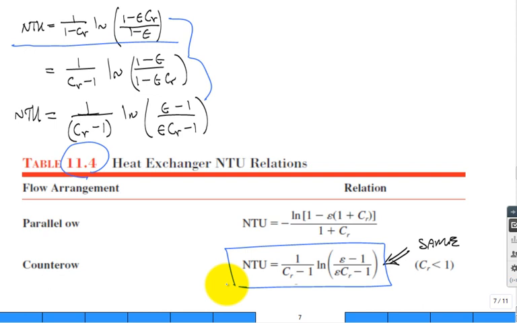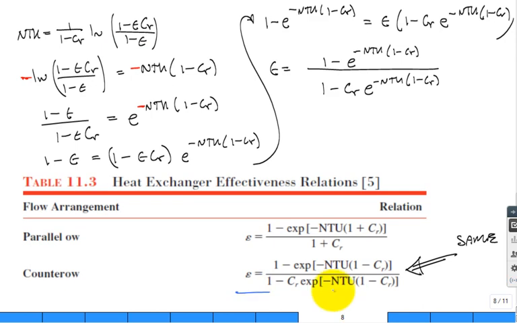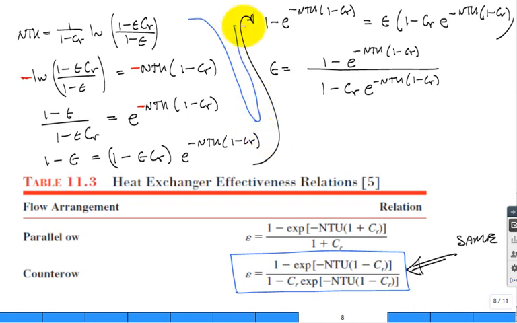But now what we can do is take this equation, algebraically manipulate it, and get another expression where effectiveness is now a function of NTU and C sub R. This is all algebra. It's not even calculus. But it's insightful, like, oh, what do I do here? Oh, I need a minus sign. I cancel this term. I group it this way. And there you go. Okay?